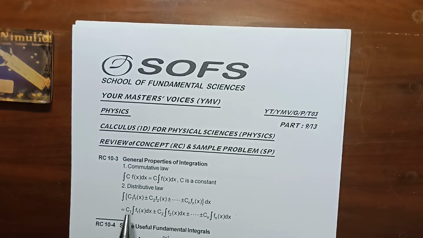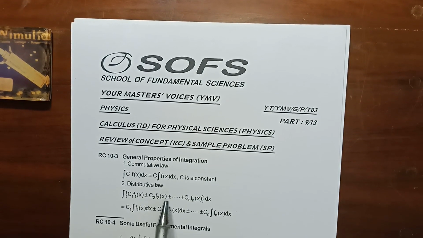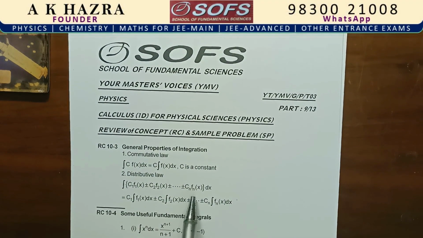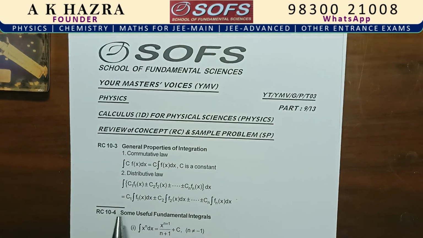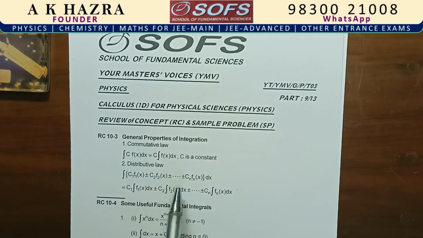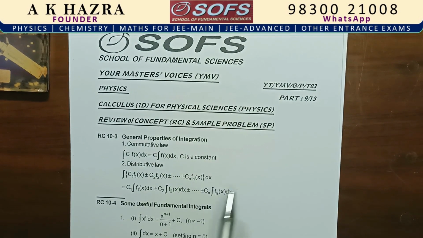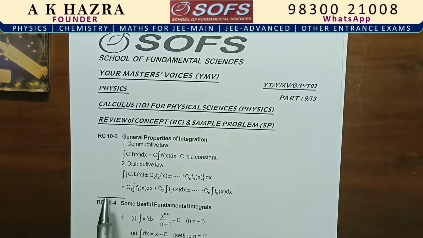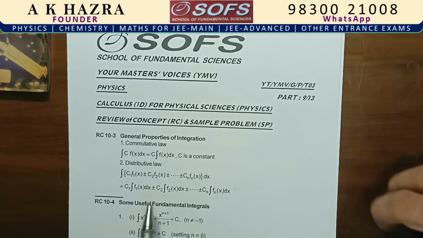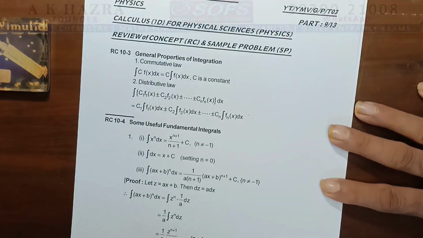Or the distributive law, if we have this type of expression: constant c1 f1(x) plus or minus constant c2 f2(x) plus or minus dot dot dot plus or minus constant cn fn(x) dx. What is the distributive law? Separately, integration of the first term plus or minus integration of the second term plus or minus integration of the third term and so on. Since c1, c2, cn are constants, they come out. So ultimately we will have c1 times the integration of f1(x). It's in this way.